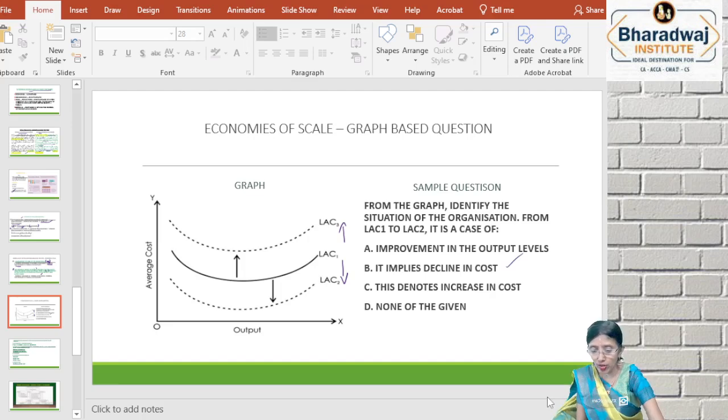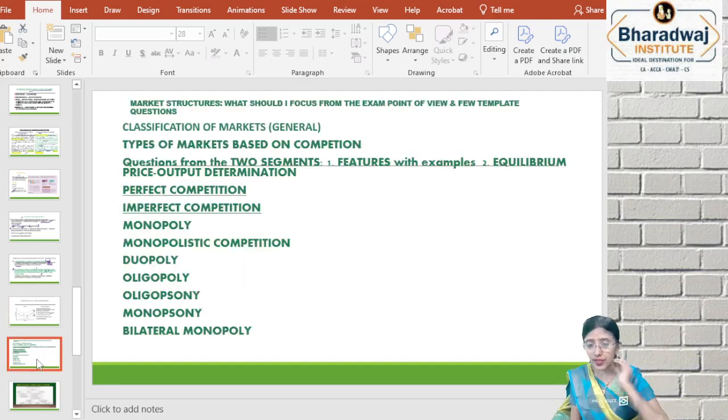We show decline in the cost like this. We show a hike in the cost like this, because on the y-axis you have only cost. Are you clear? Okay. So this is a decline in the cost. This arrow mark indicates increase in the cost. Decline in cost is an advantage. Increase in the cost is a disadvantage. Fine. That's it. Now we are entering into market structures.